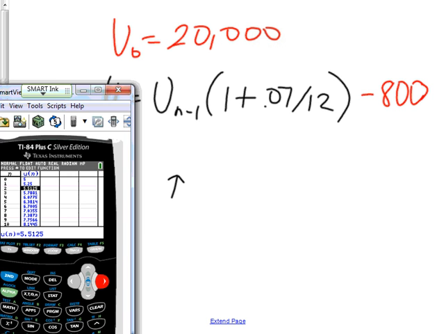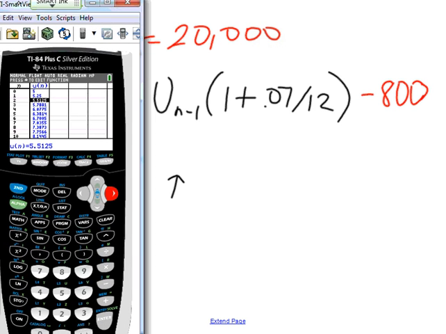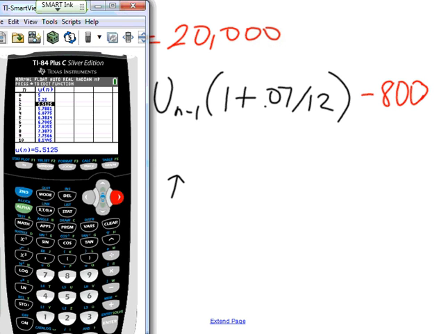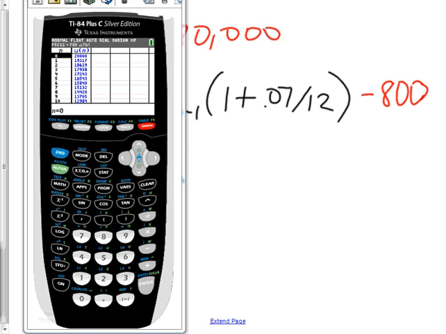So let's get back to the calculator here and change my numbers around. I'll pause while I do that. Okay. So I'm over to my chart. I'm looking at U sub 12 because I want my 12th month. So that makes it 1 year. Do you get 11532? Okay.